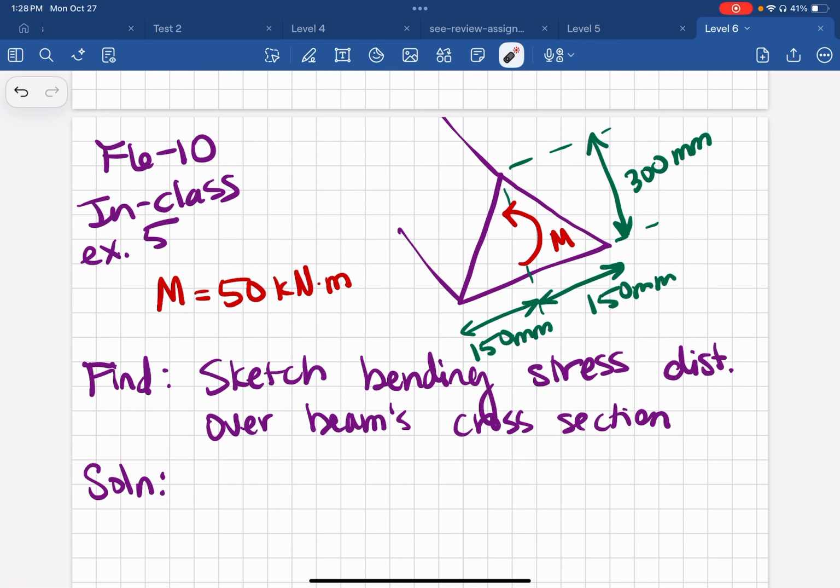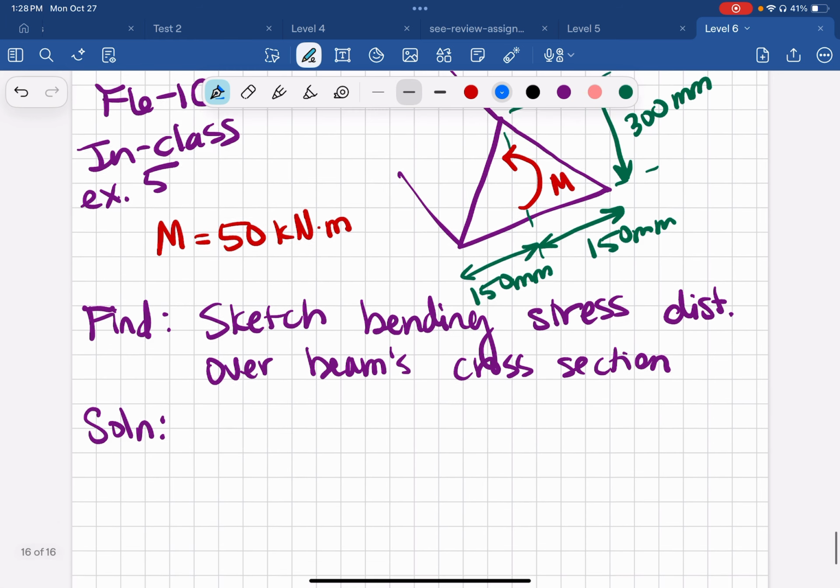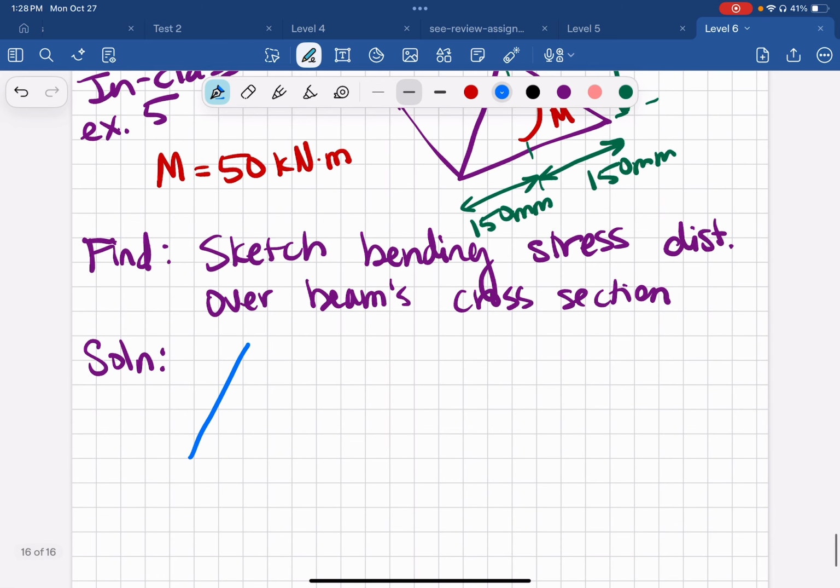It shows where the moment is here. And then we're supposed to sketch the bending stress distribution over the beam's cross section. So let's get started. We could figure out to some degree what the cross section would be. The first thing to remember, this is a triangular cross section, and we know where that neutral axis is going to be.